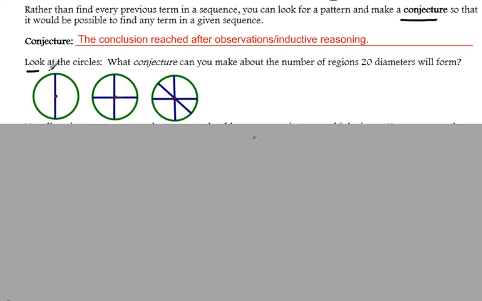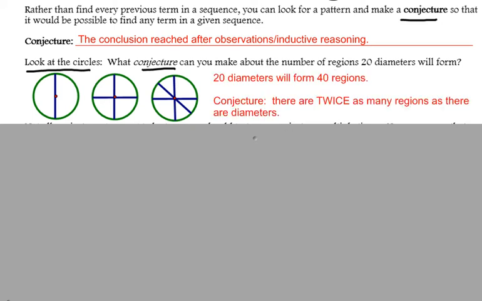So looking at the circles, what conjecture can you make about the number of regions that 20 diameters will form? A diameter is just a line that goes through the center of a circle. So we've got 1 diameter, 2 diameters, 3 diameters, and so forth. So how many regions, pause the video and take a minute to think about it. How many regions do you think that 20 diameters are going to form? Write that down and that would be your conjecture. And you're going to want to pause the video, respond to the question, and then unpause it to see if you got the same response that I did.